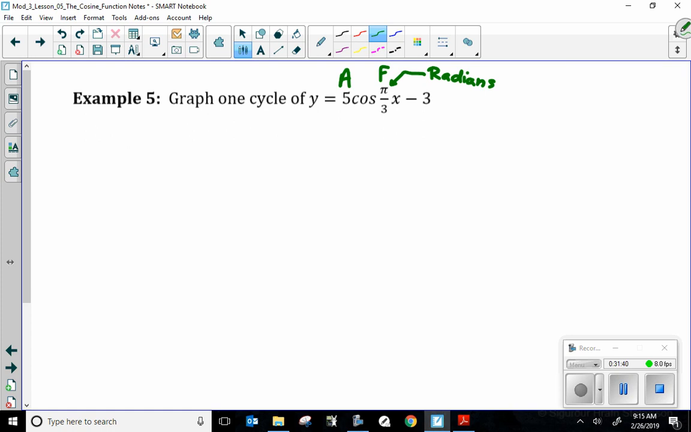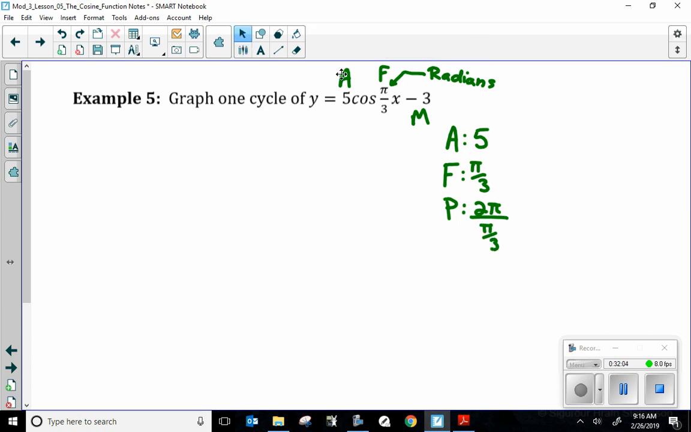Okay, first of all, my midline becomes -3. But my amplitude is 5. Simple. My frequency, we're just copying what it is. It's pi over 3. My period is 2 pi, or 360, divided by whatever the frequency is. This is divided by pi over 3. Now, the simple algebra that you still need to be good at is, whenever I divide by a fraction, I got to multiply by its reciprocal.